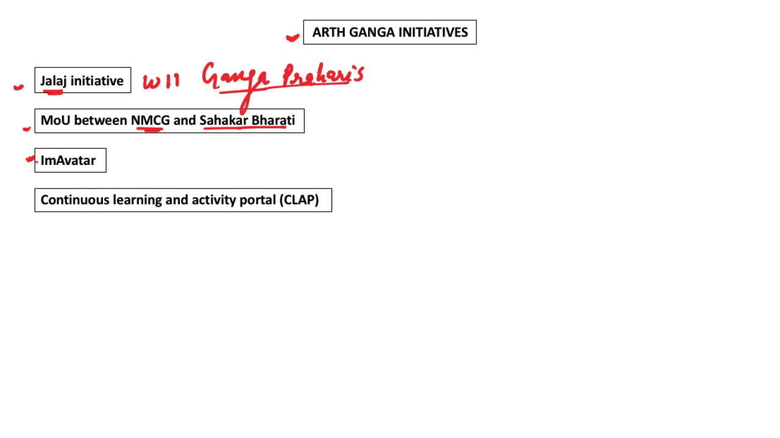The Jal Shakti Ministry recently has inaugurated an online portal called CLAP, Continuous Learning and Activity Portal. It has a course called River Champ. This online platform is for raising awareness, discussing and debating the actions and strategies for river conservation in India.